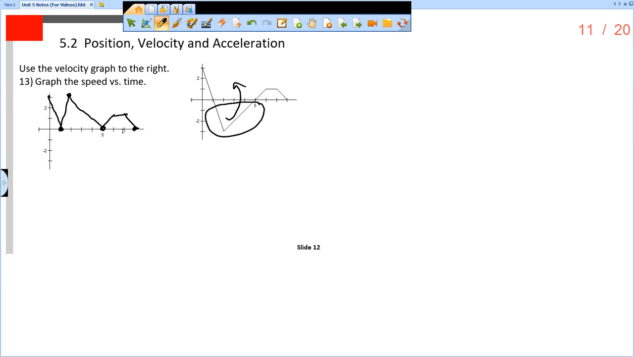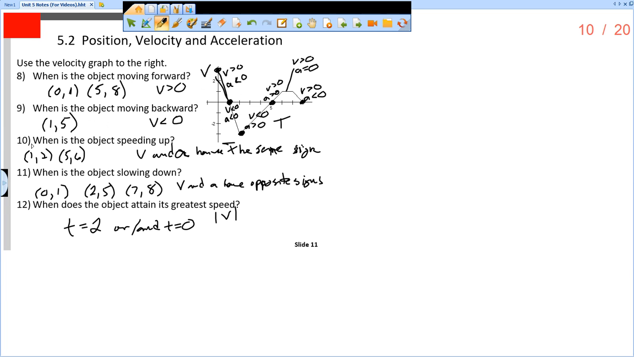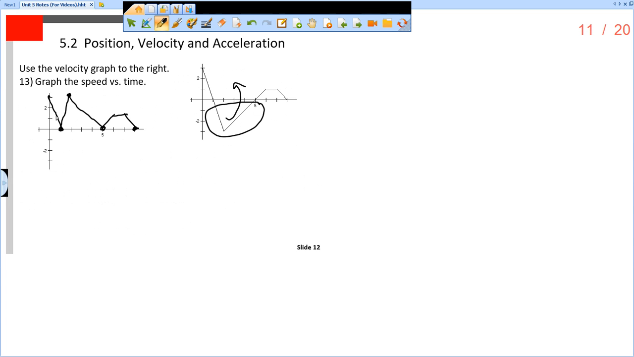So pretty easy. Now, if you look at this graph, like we talked about in problems 10 and 11, is it pretty easy to see that we're slowing down from 0 to 1 and from 2 to 5 and from 7 to 8, right? And then we're speeding up from 1 to 2 and from 5 to 6, right? It's really easy to see when you look at the speed graph. But that is slide number 12.